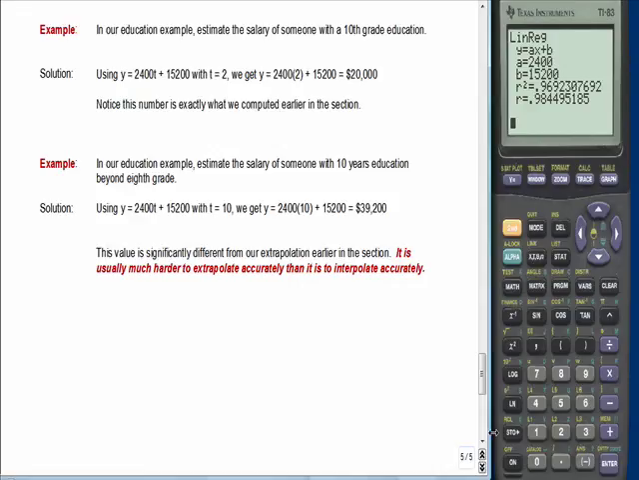So using our equation, I would go to y equals 2400t plus 15,200, the regression equation that the calculator gave me, and I would substitute in t equals 2. And if I substitute in t equals 2, that will give me $20,000. And so what I have learned is, according to the equation, someone with a 10th grade education would make approximately $20,000. Notice this is the number that we exactly computed earlier in the section.